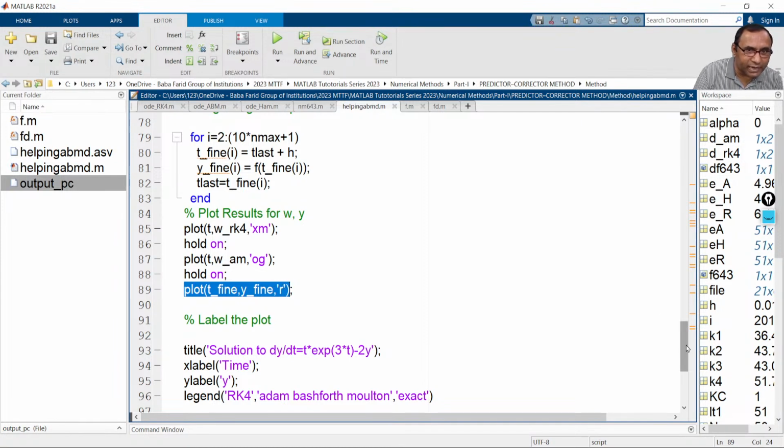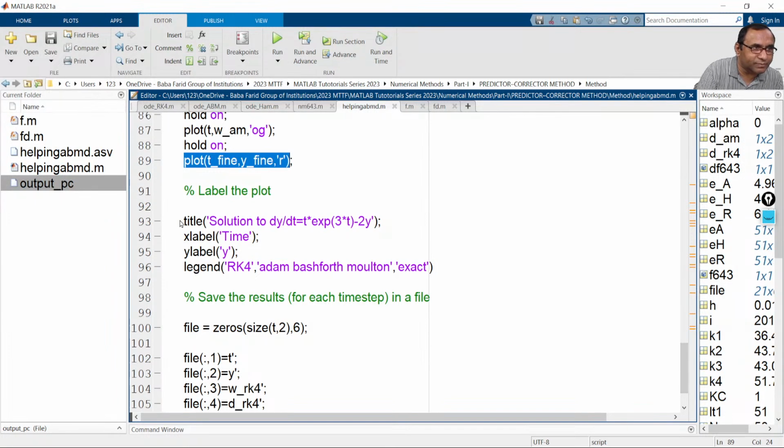Now at the end we have the labels. One is a title. You can insert the solution to dy upon dt is equal to t exponential 3t minus 2y. And for the x label we have time, y label we have y. For the legend, one is Rankata, second we have Adam Bashforth Moulton, and third we have the exact solution. Here A must be capital, B must also be capital, and M must be capital.